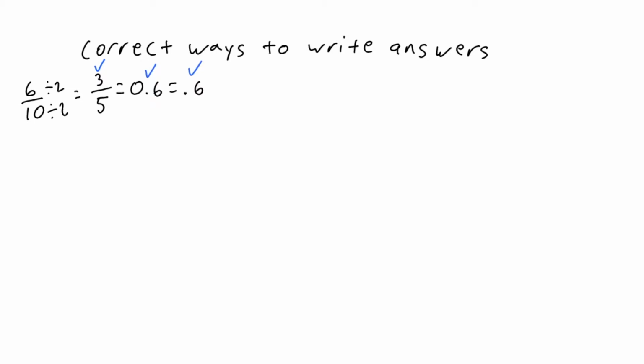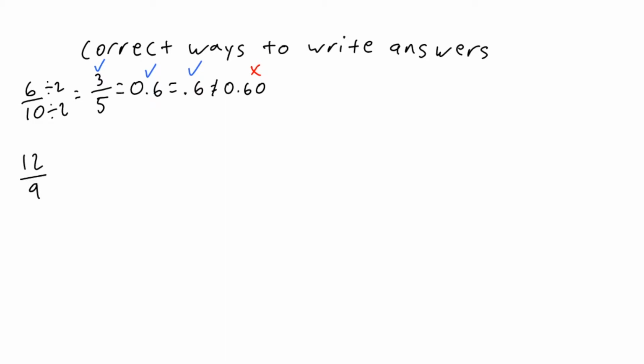Just to note, an incorrect way to write the answer would be 0.60, because that 0 at the end doesn't need to be there. You get rid of any zeros that don't need to be there. So the 0 at the end would not be correct. So this would be an incorrect way to write the answer.